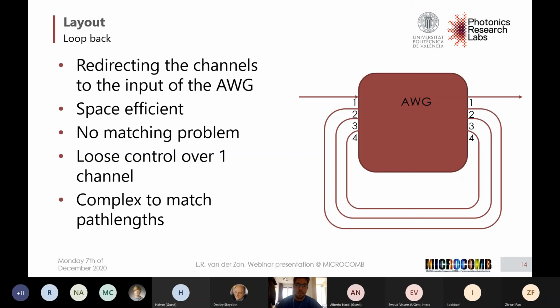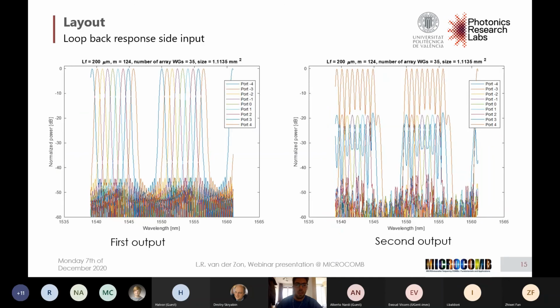The spectral response of this would look like this. In this case, we use one of the side channels, so you see that the spectral response is shifted, and the central wavelength is now guided to one of the side ports. And then the signals are all recombined again at the input port, respectively.